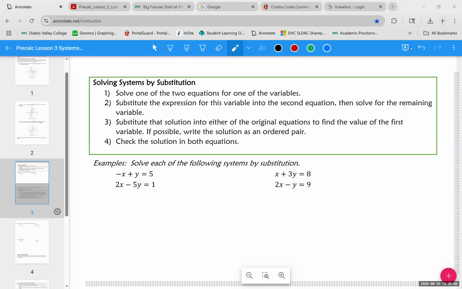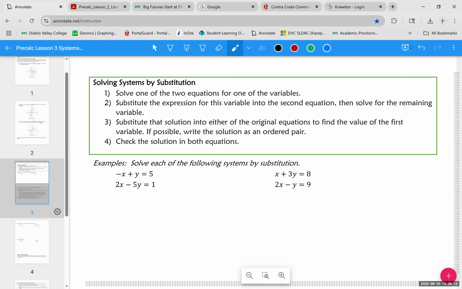So now we're going to talk about the two different ways that you can solve a system of two equations using algebra instead of graphing. So there are two methods. The first one we're going to talk about is solving systems by substitution.